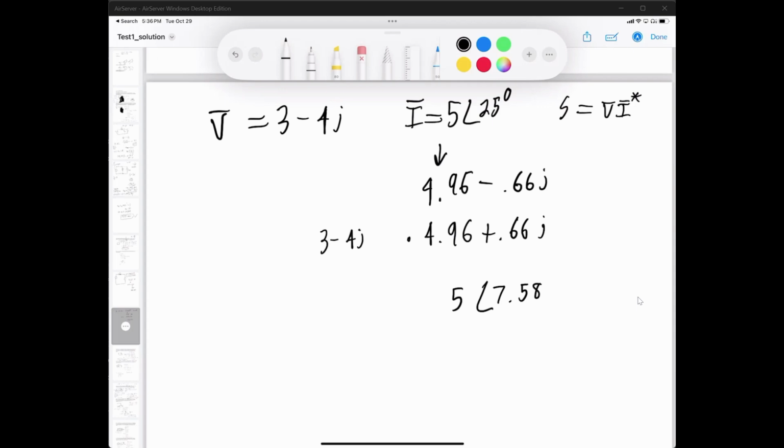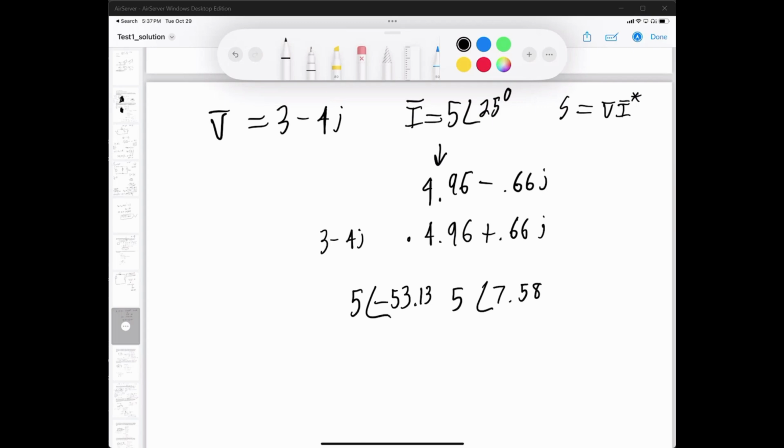You would think. Let me see. 4.96 squared plus 0.66 squared, square root. Yeah, it's 5. Okay. And then we're going to take this back into phasor. It's going to be 4 squared plus 3 squared, square root it. And with an angle of negative 4 divided by 3, inverse tangent of that, negative 53.13. Okay.